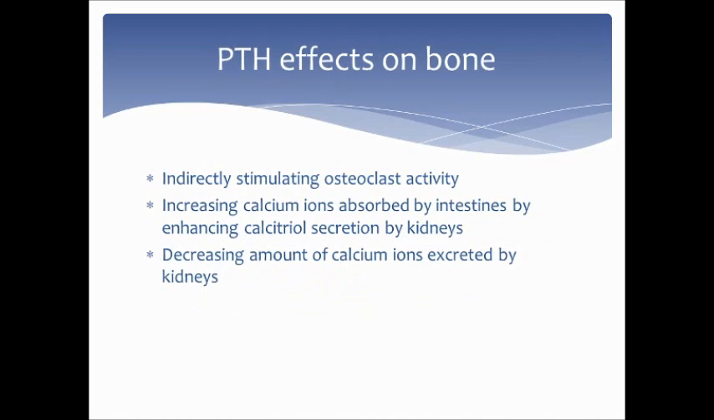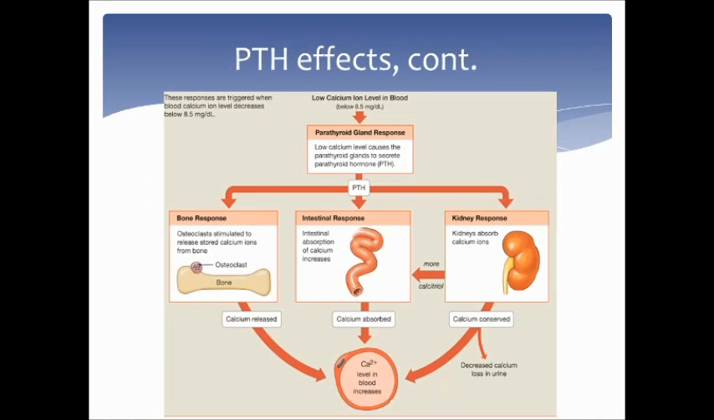So we already talked about this a little bit, but parathyroid hormone effects on bones. It indirectly stimulates osteoclast activity, so it breaks down bone to release that calcium into the blood. It'll increase the amount of calcium ions absorbed by the intestines by enhancing calcitriol secretion, and it decreases the amount of calcium ions excreted by the kidneys, so we have more calcium free floating in our bloodstream. And here's a diagram showing the effects of parathyroid hormone.